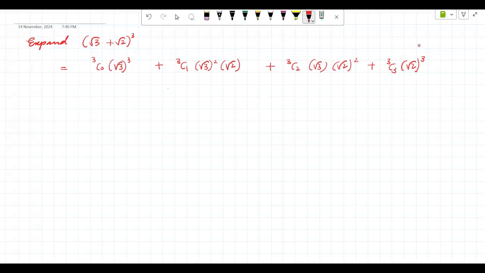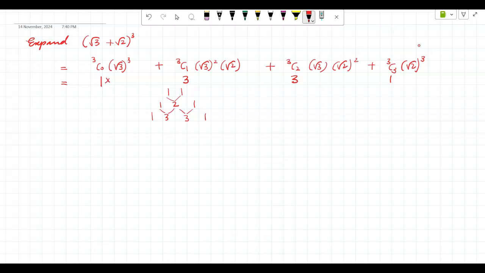Now you can use Pascal's triangle to get this: 1, 1, 1, 2, 1, correct? You add these two, 3, you add these two, 3, 1. So this is basically 1, 3, 3, 1. So even if you use the combination formula, this will be the same.